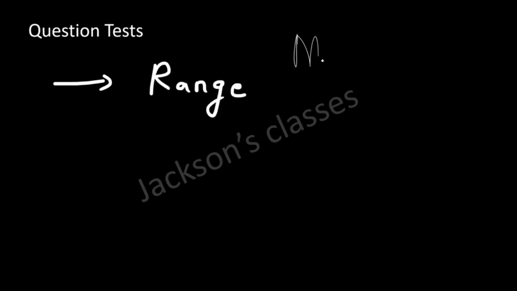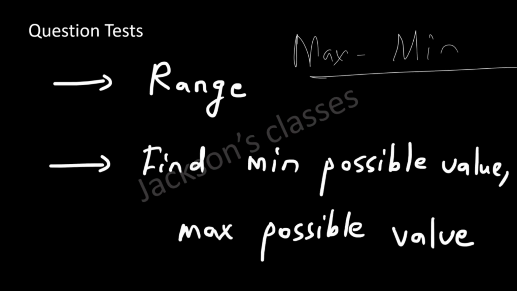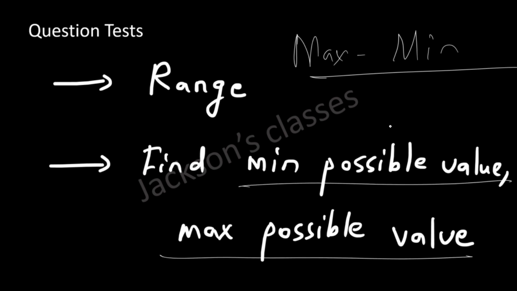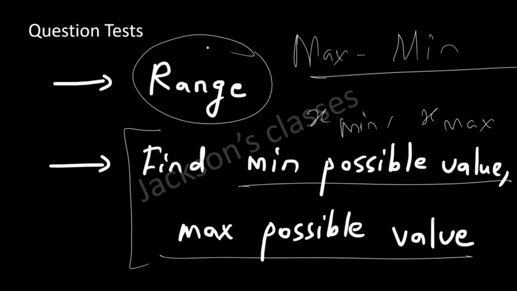Now let's look at what is being tested in this question. This question is based on range, right? Remember, the range in a set of values is the difference between the maximum value and the minimum value. So that's the range of a set of values. Now, also remember, to find the minimum possible value of something and the maximum possible value of something, this is a typical type of question. So in this case, we had to find x min and x max, and for that, again, you need to apply the concept of range.